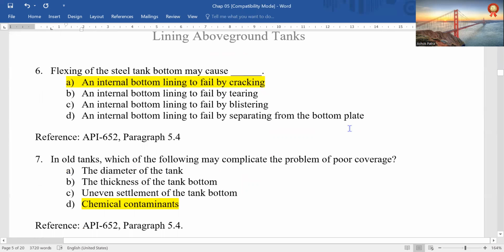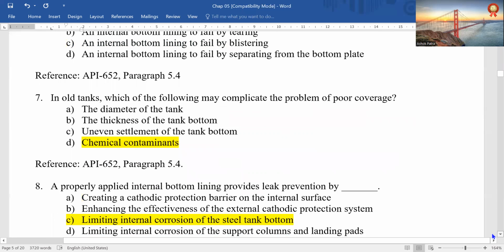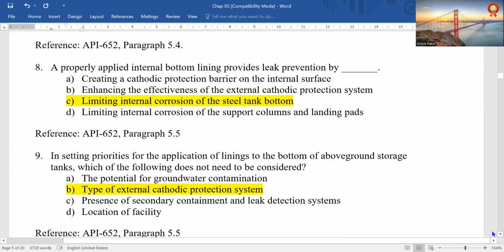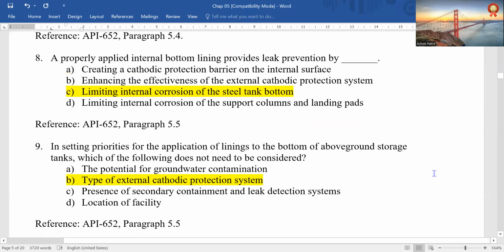Flexing of steel tank bottom may cause an internal bottom lining to fail by cracking. In old tanks, which of the following may complicate the problem of poor coverage? Chemical contamination. Contaminants. A properly applied internal bottom lining provides leak prevention by limiting internal corrosion of the steel tank bottom.